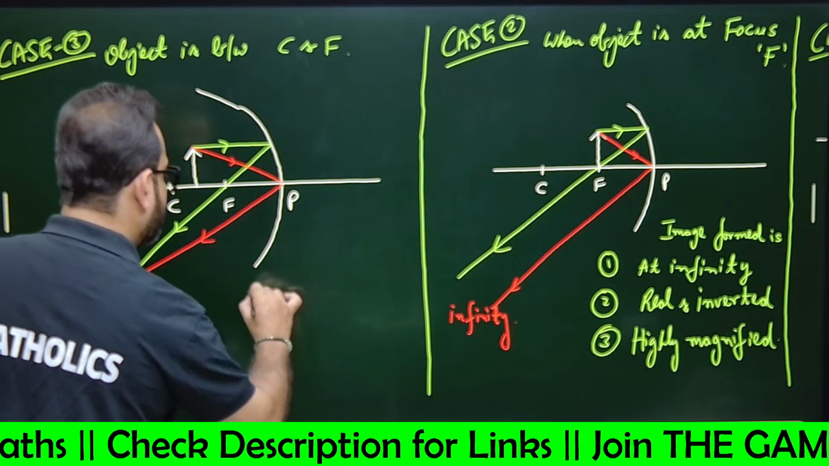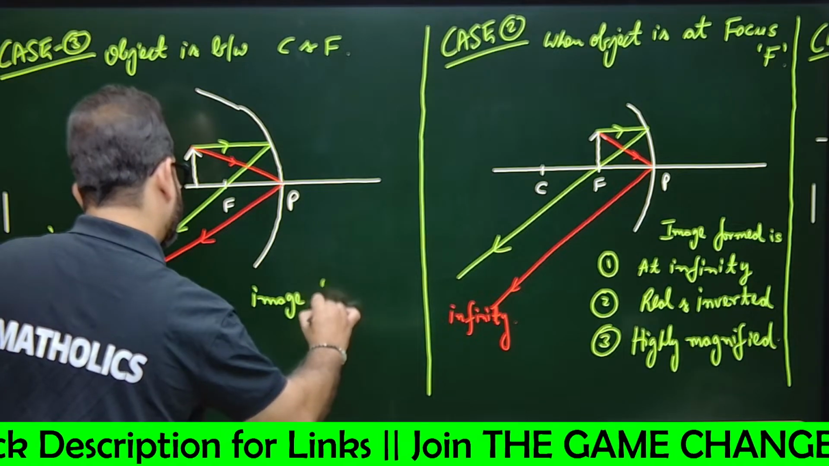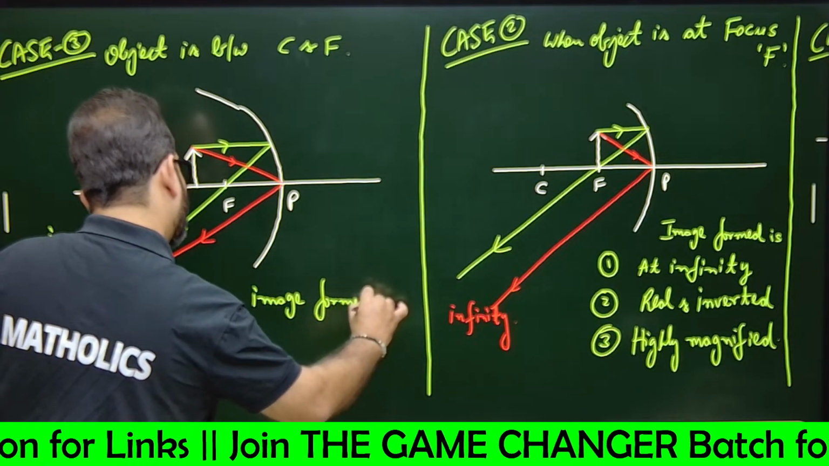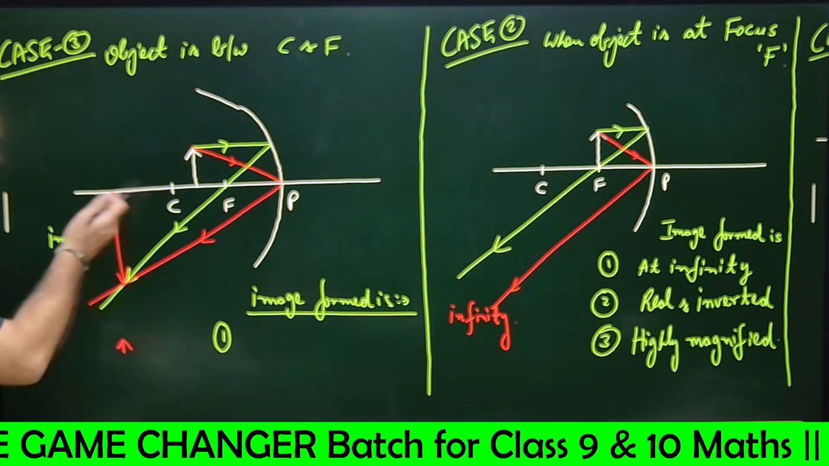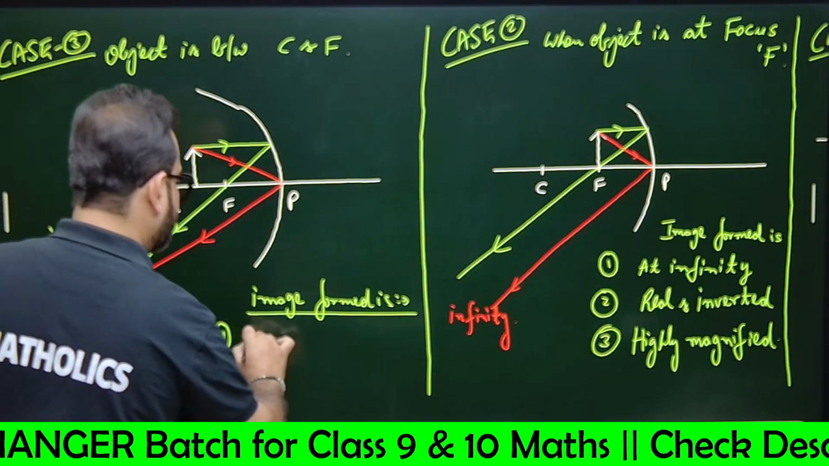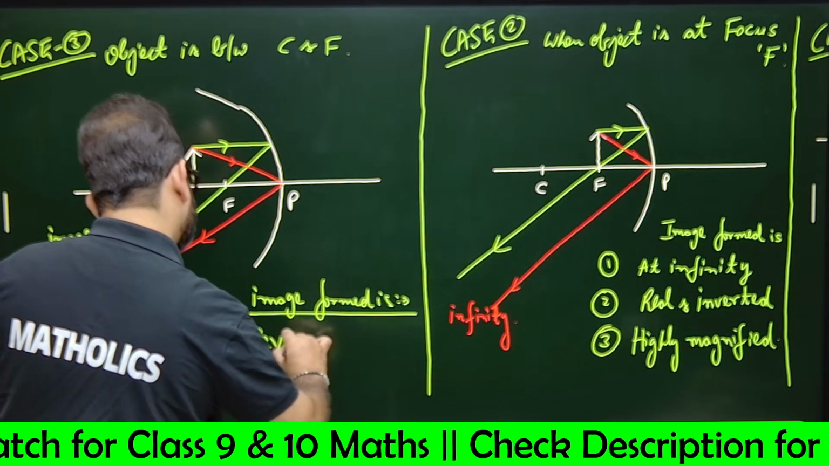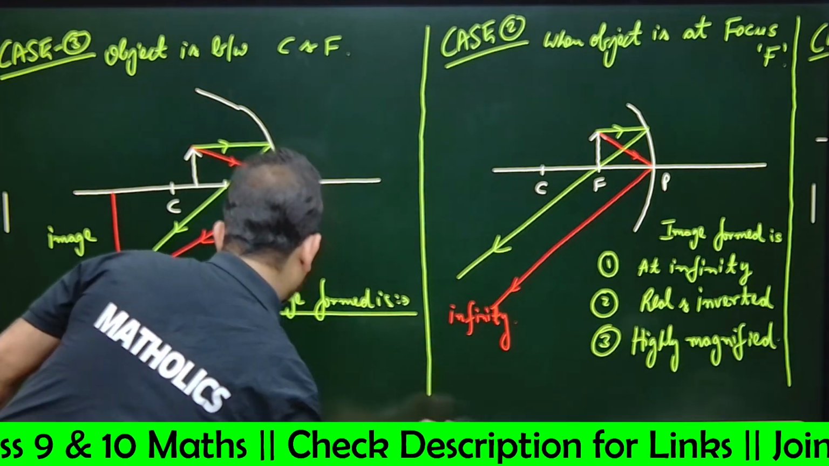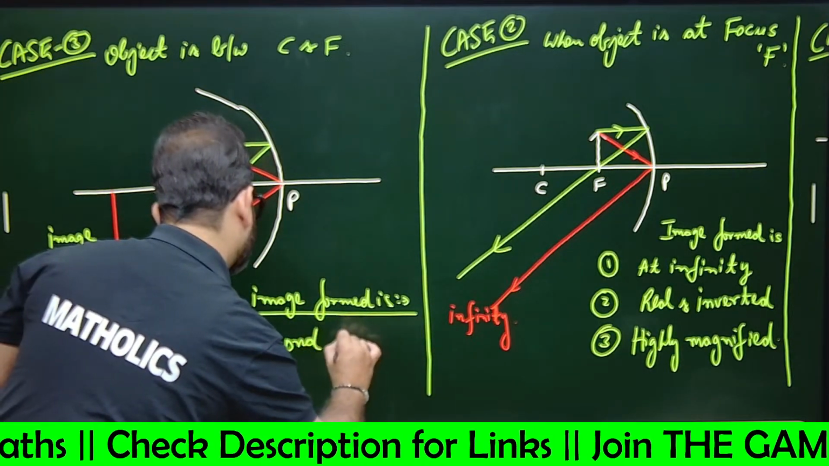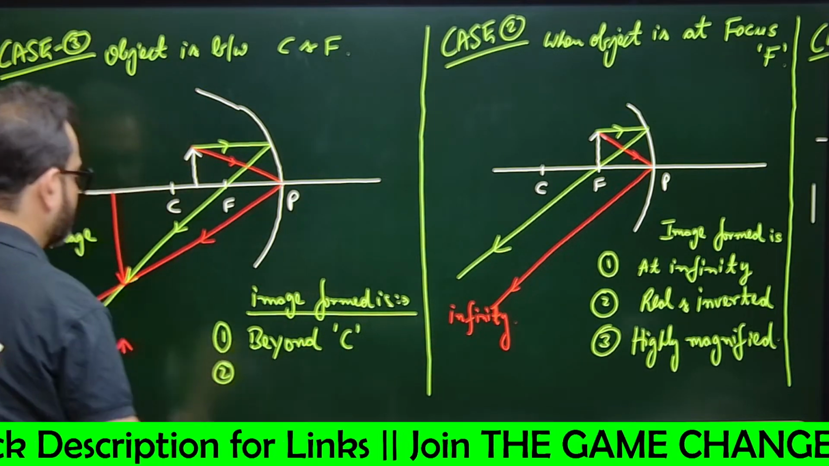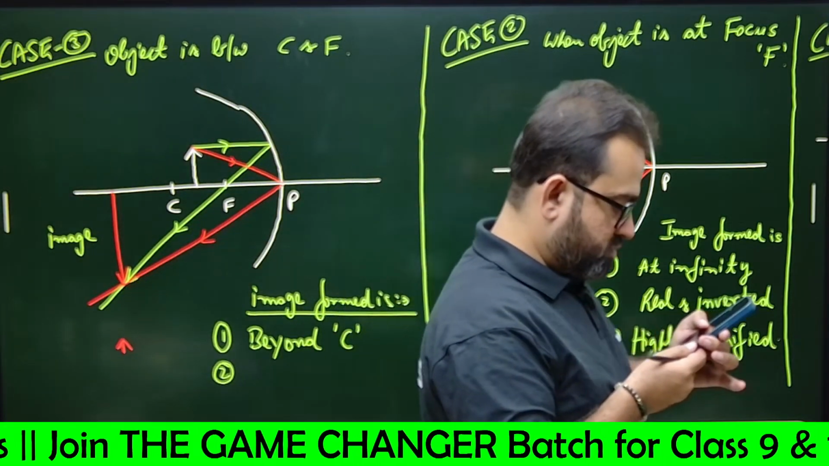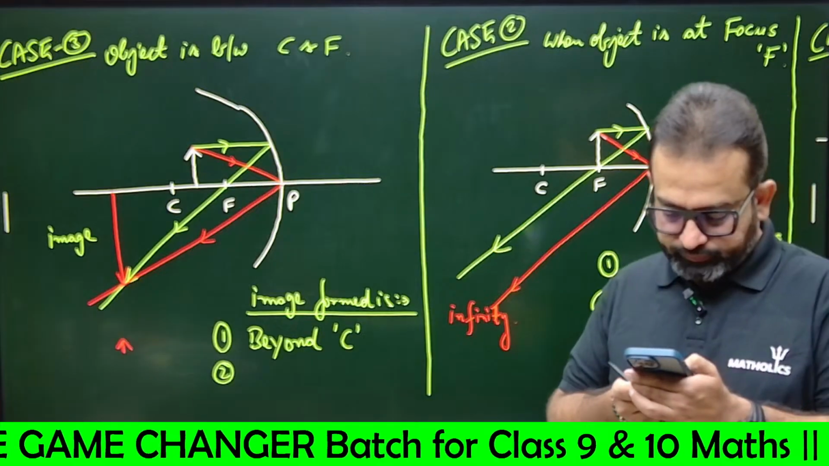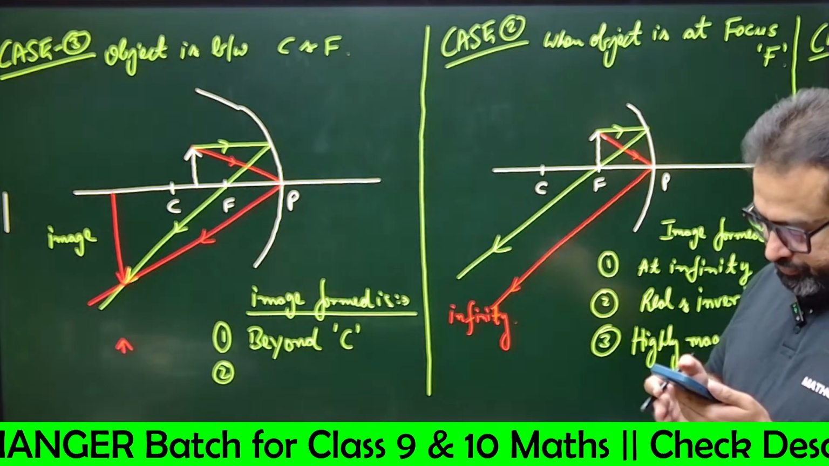So image formed is what? Tell me. Image formed is, point number 1, where is it being formed? Beyond C, just behind C. So I'll write it as beyond C, center of curvature. Point number 2, is it real and inverted, or virtual and erect? Tell me. Yes, sir.